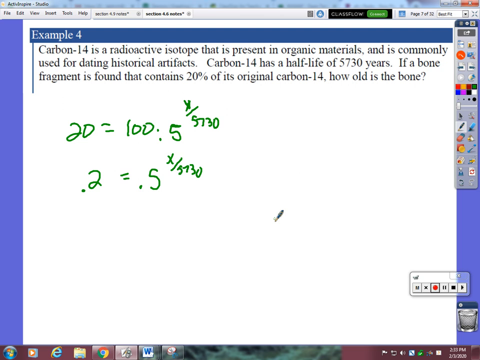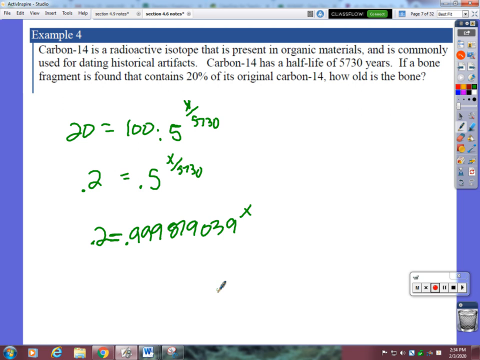Okay. The next thing then that Dylan did is he's going to get this into a single base. So he took 0.5 and raised it to the 1 over 5,730th power. And what'd you get? 0.999. So 0.2 equals 0.999879039 to the x. Notice that that's really close to 1 because the half-life is so long. So what do you do now?